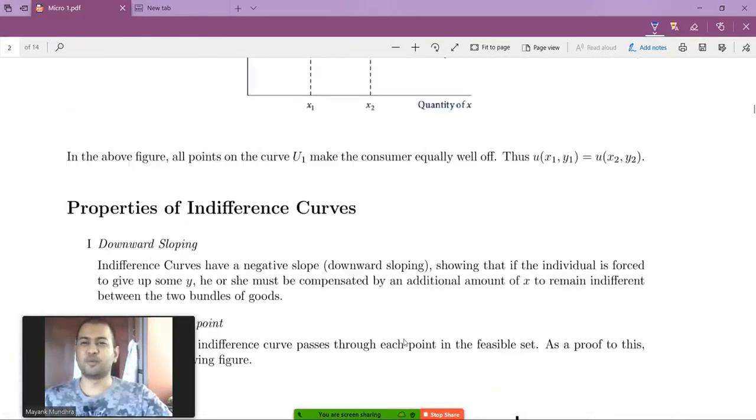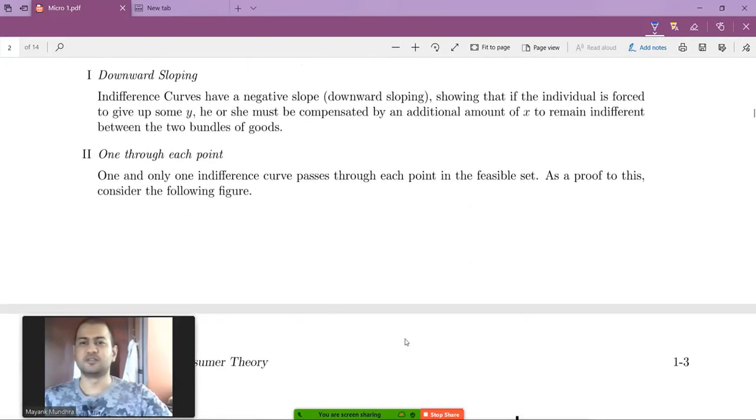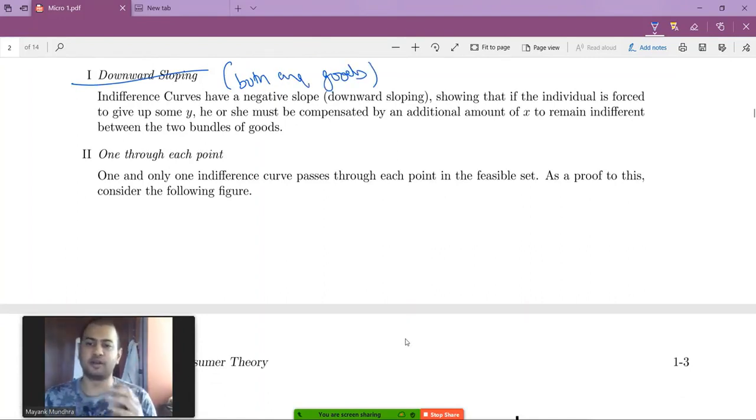Now, certain properties of indifference curves. First is downward sloping. We already looked at it, that it is downward sloping if both are goods. Otherwise, they could be upward sloping as well. Then another property is one through each point. So you cannot have two indifference curves passing through the same point.